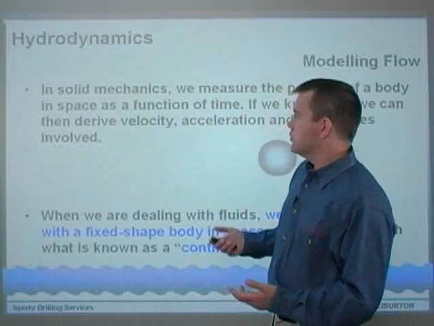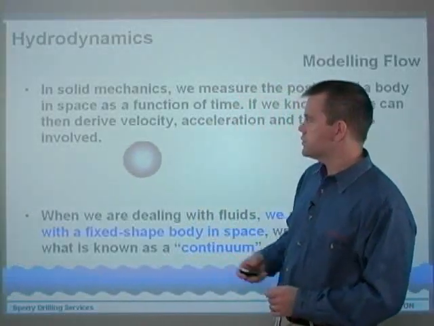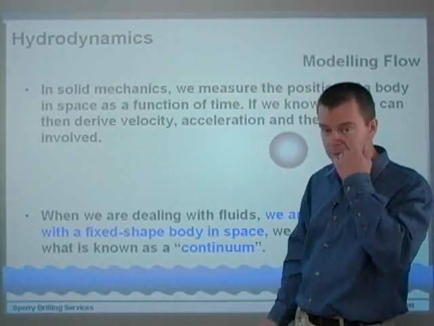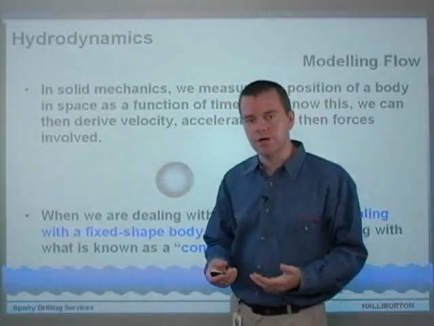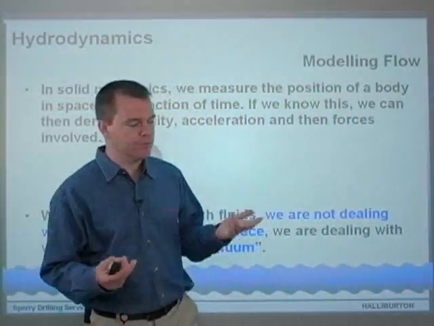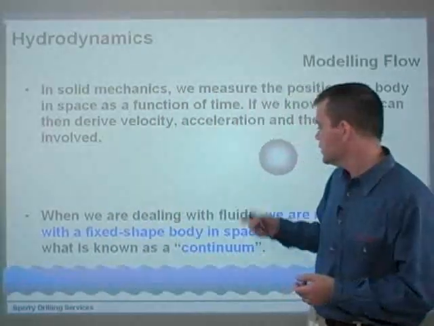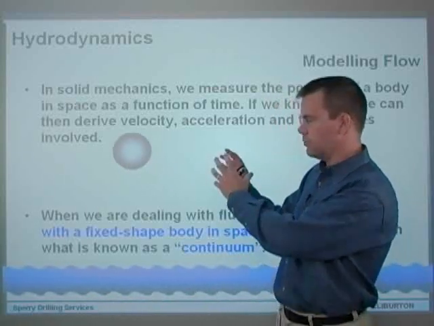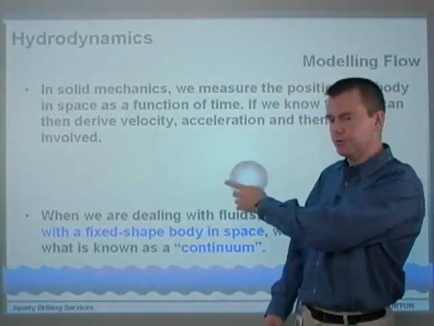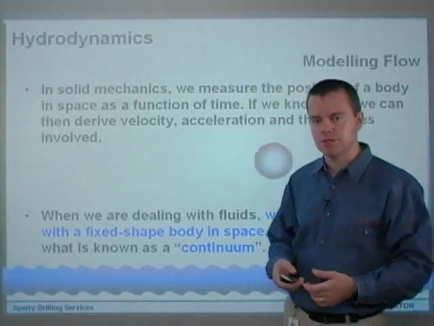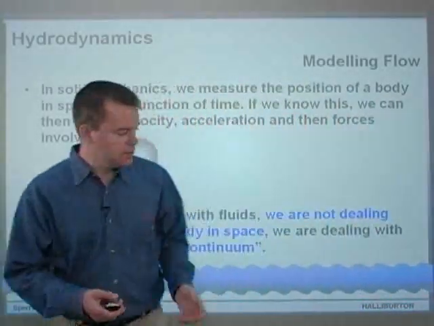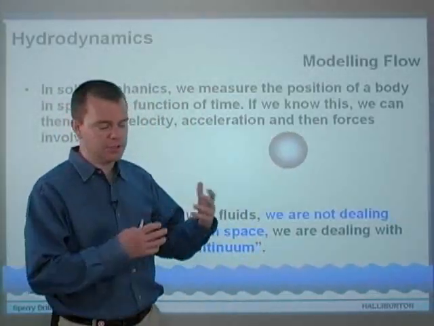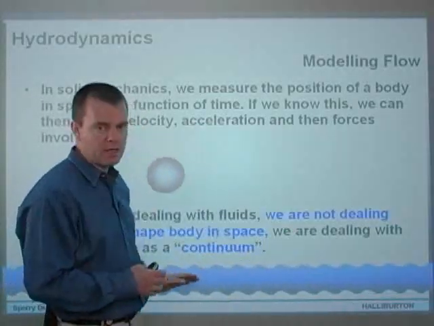So how do we actually model or even measure flow? Well, in solid mechanics it's pretty easy. We can measure the position of a body in space as a function of time. And if we know that, then we can derive the velocity, the acceleration, and also forces involved in the motion of this body. But when we're dealing with fluids, we're not dealing with a fixed shape body, as in this sphere that's moving back and forth. It's not a fixed shape body in space. We're actually dealing with what's known as a continuum. It's a continuous flow. It's like it has no defined, distinct shape. It's a flow past a point in space.